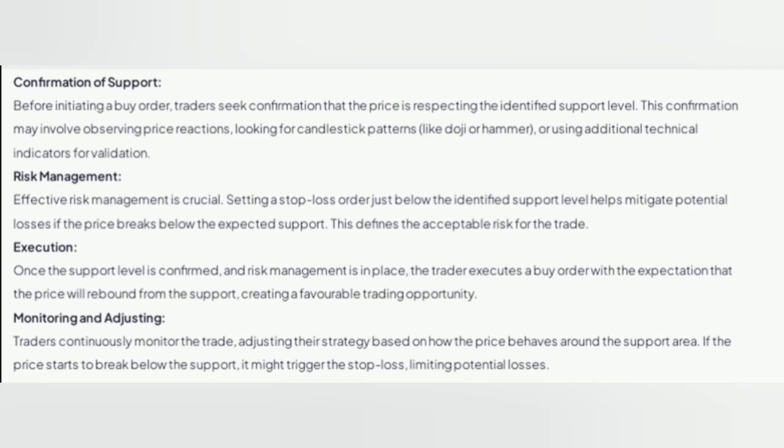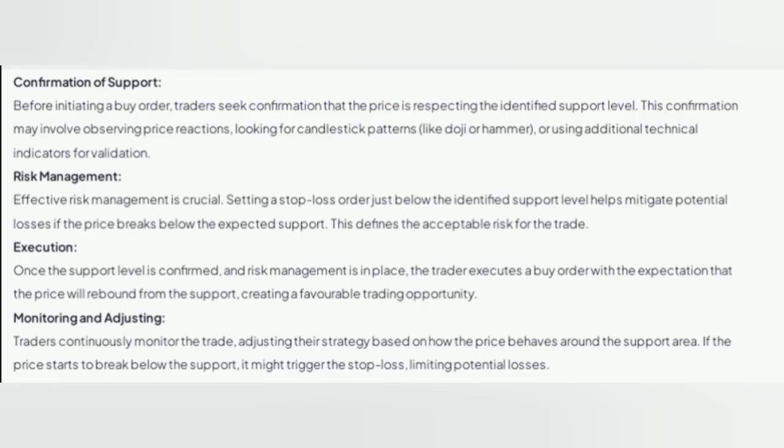Confirmation of support. Before initiating a buy order, traders seek confirmation that the price is respecting the identified support level. This confirmation may involve observing price reactions, looking for candlestick patterns, like doji or hammer, or using additional technical indicators for validation. Risk management. Effective risk management is crucial. Setting a stop-loss order just below the identified support level helps mitigate potential losses if the price breaks below the expected support. This defines the acceptable risk for the trade.